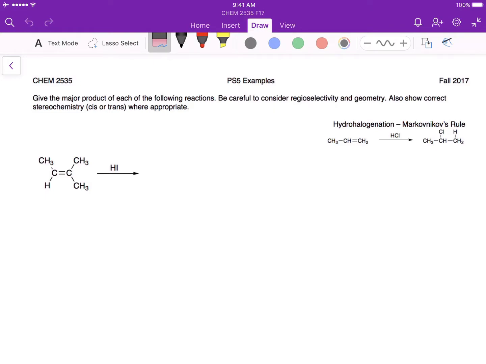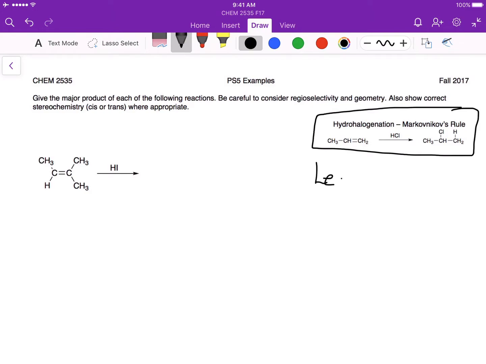Let's have a look at some of the questions from problem set 5. In our first example here, we are adding HI to an alkene. This should look familiar, so what we're doing is a hydrohalogenation reaction, which is going to follow Markovnikov's rule. Again, Markovnikov's rule is less E, more nu, meaning that the less substituted carbon will get the electrophile and the more substituted carbon will get the nucleophile.